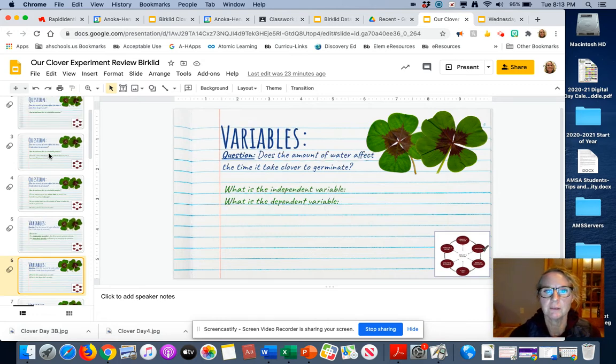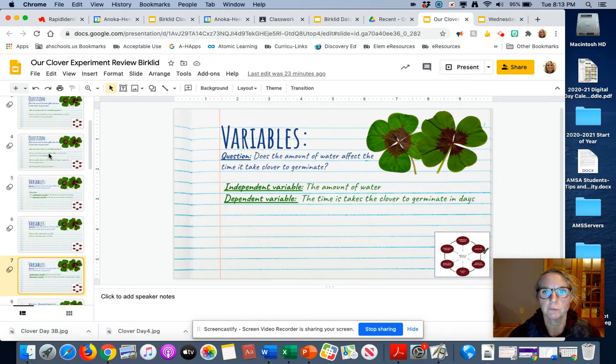So our independent variable here is the amount of water, and the dependent variable is the time it takes the clover to germinate. The independent variable, the thing that we're changing, is the amount of water. And the dependent variable, the thing that we're going to measure, is the time or the number of days it takes the clover to germinate.